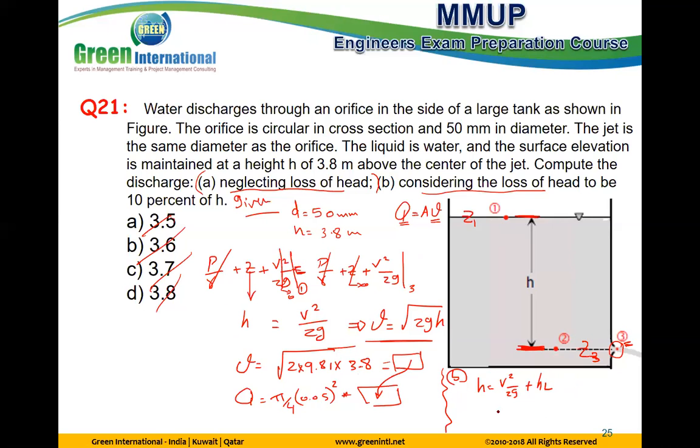So at the end, the equation is H equals V squared over 2g plus H losses. So we will find the velocity equals the square root of (H minus H losses) times 2g. Correct? Yes. This is the only difference: not total H, but H minus H losses. And the losses are 10%, which means this term here is 0.9 H. That's it, and the problem continues the same.